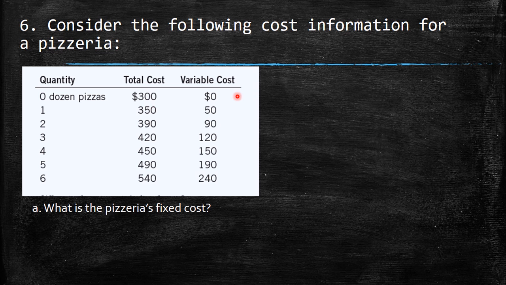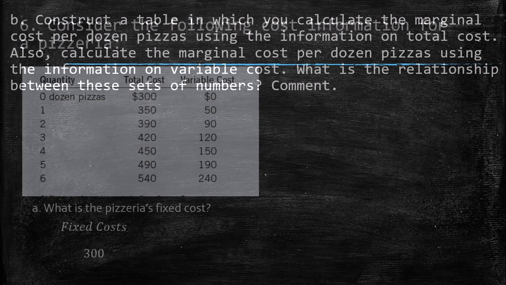So for this reason, this is going to be 300. And actually, each production difference, 350 minus 50, is going to be 300. Again, the fixed cost. Or here we have again the subtraction of 540 minus 240, which is going to be 300. So 300 is going to be the fixed cost of this pizzeria.